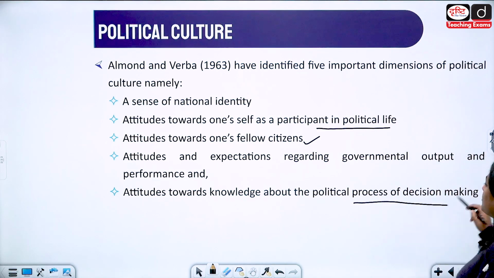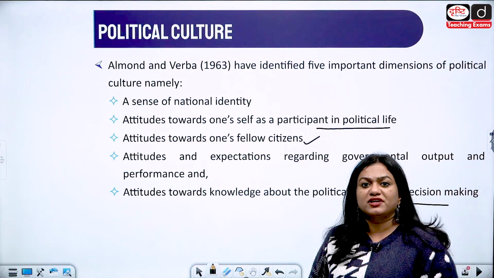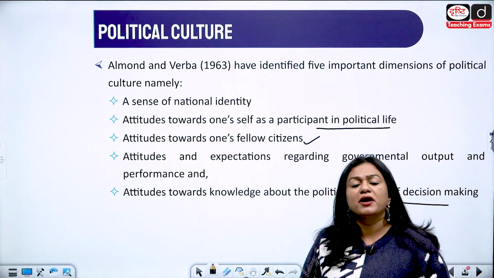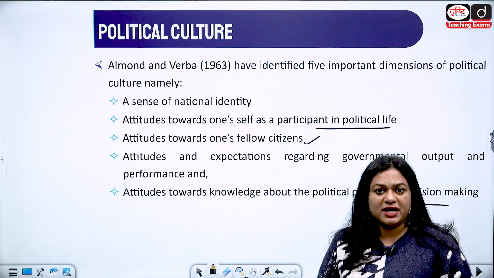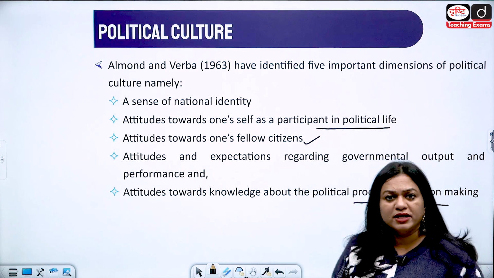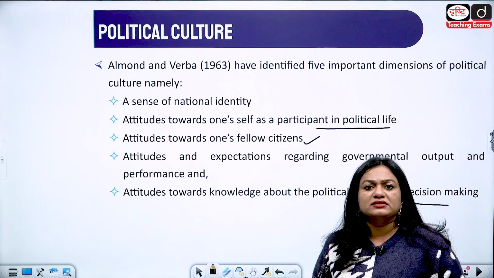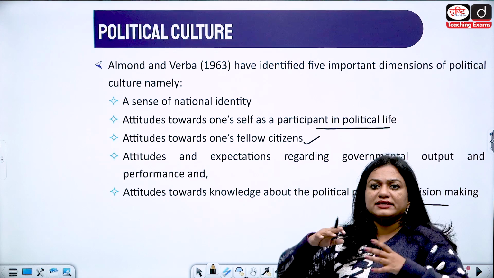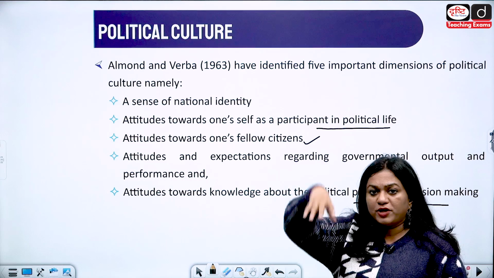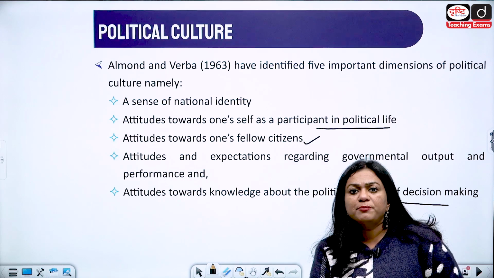Attitudes towards knowledge about the political process of decision making: they know how the decisions are made, like in the USA and various other countries in the West, especially Western Europe, where people's opinion does matter. When Britain wanted to exit the European Union, a referendum was held for Brexit. So political culture, in their understanding, is not a top-down approach, not imposed from above, but a bottom-up approach.